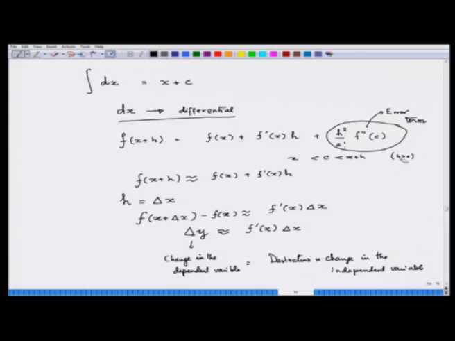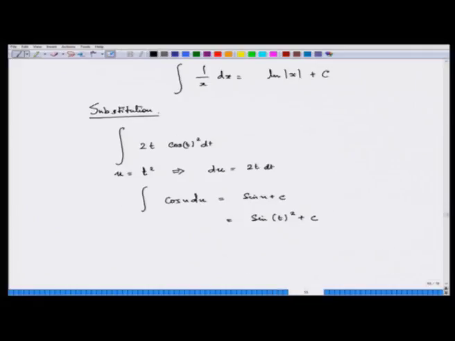I will just come back to this slide where I have made a mistake. I had put an h square here, which I have now removed. The error term is just h squared by 2 into f double dash c. There is no extra h square here, I just made a mistake while writing. So this is the basic substitution method.